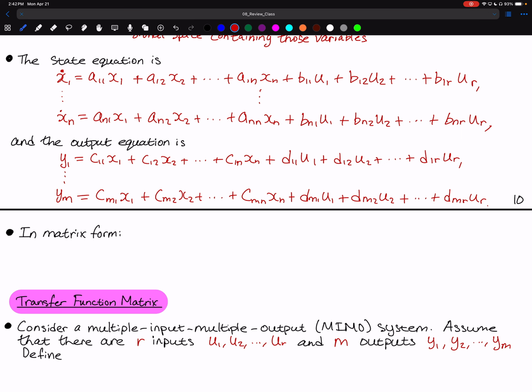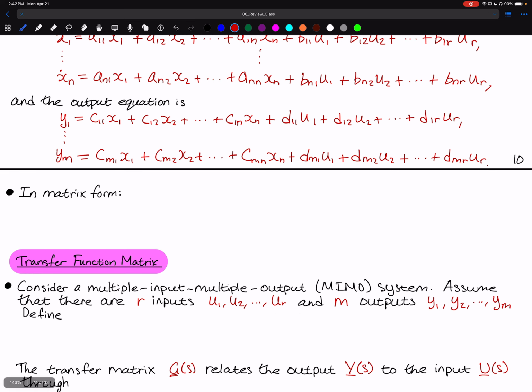Or in matrix form, we can write this as x dot vector is equal to the matrix A times x plus B matrix times U, and y, y is equal to the matrix C times x plus matrix D times U.